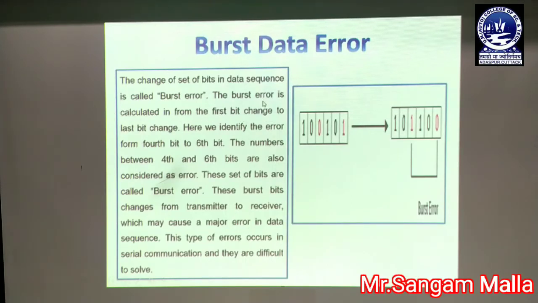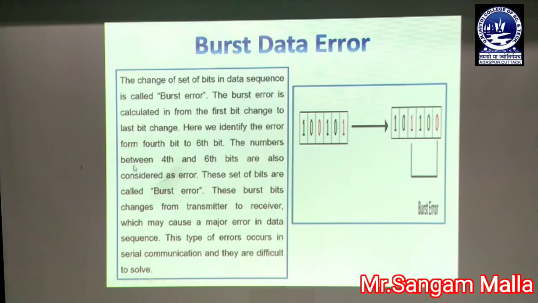The burst error is calculated from the first bit change to the last bit change. So whatever data bits have been changed from the first bit to the last bit, it is termed the burst error. Here we identify the error from the fourth bit to the sixth bit. You can see the data sequence here at the sender side and here at the receiver side, and a lot of the data sequence has been changed from the 4th bit to the 6th bit.